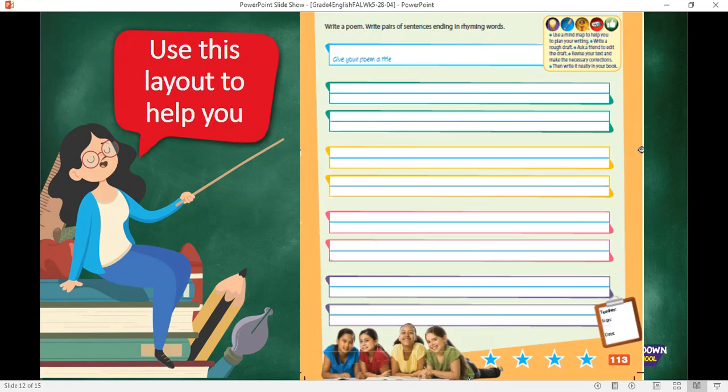Every second sentence must rhyme. So 1 and 2 rhyme together. 3 and 4 rhyme together. 5 and 6, 7 and 8. That's why you'll see they give you the different colors. So use that layout and you should be able to write a poem quite easily.